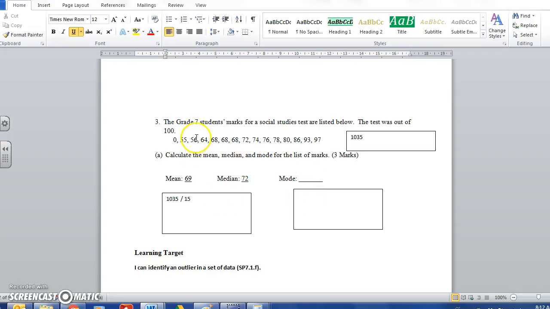Next, I need to take a look for my mode. The number that occurs most often, you see there's three 68s. So I know my mode is going to be 68.